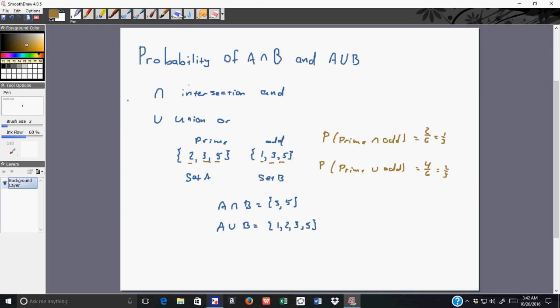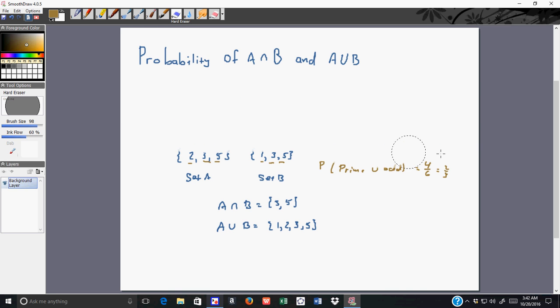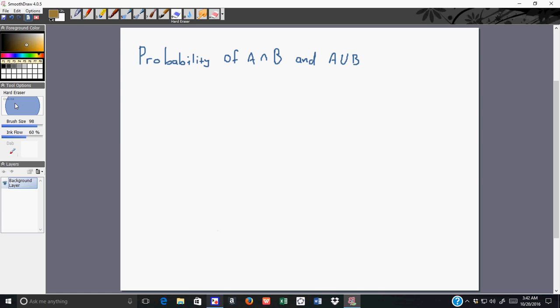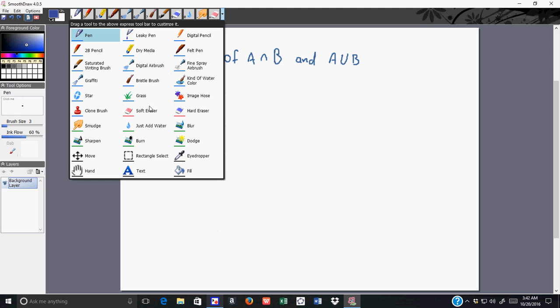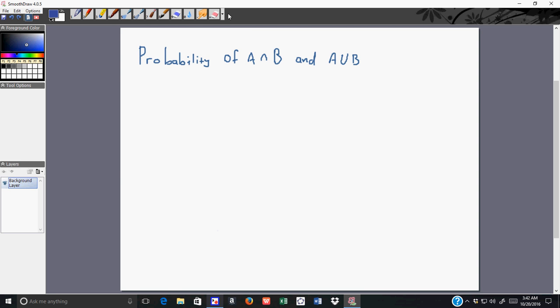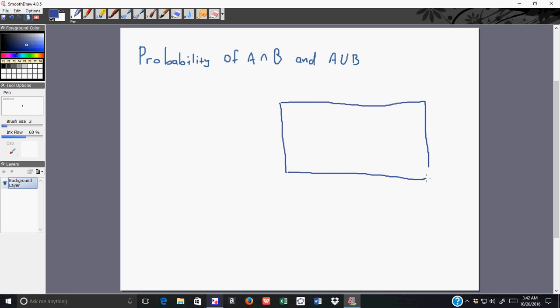Now, there's actually a relationship between the two. I'm going to erase this for now. We're going to do another one. If I had a Venn diagram, maybe I can do this. That's not going to work. Where's my pen? My pen's not working very well tonight.